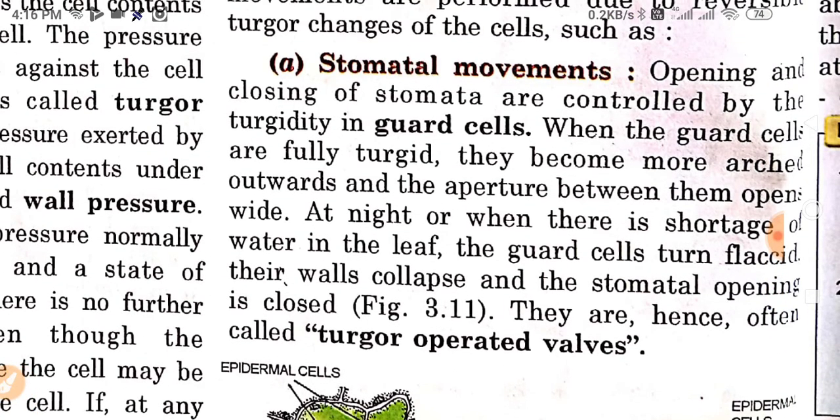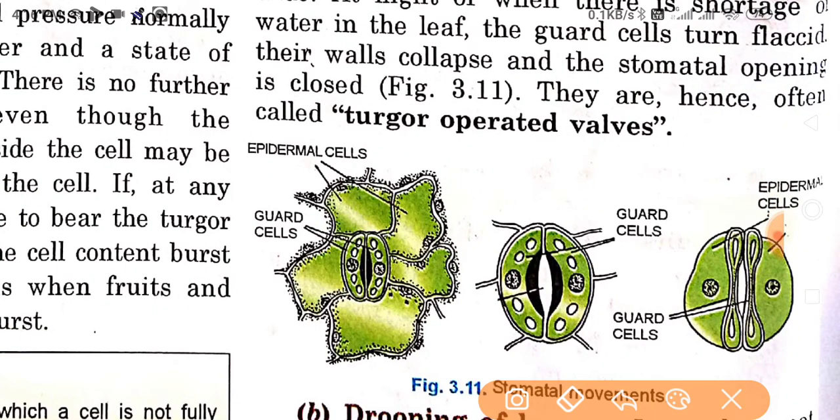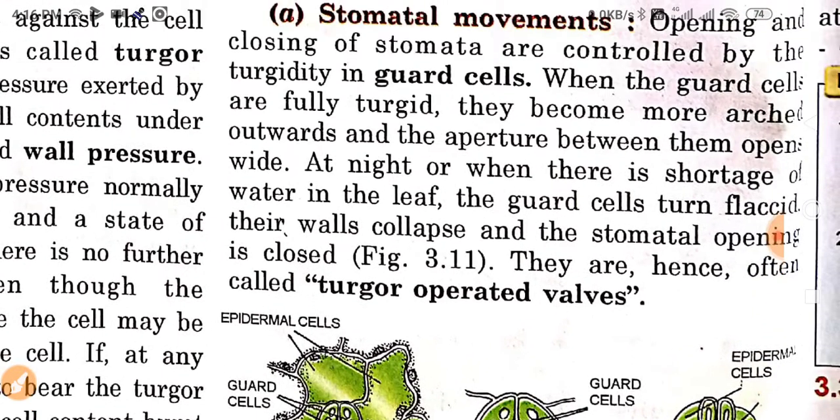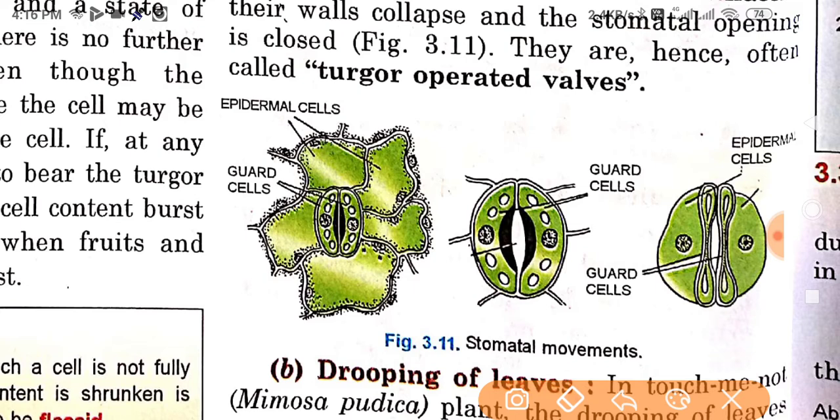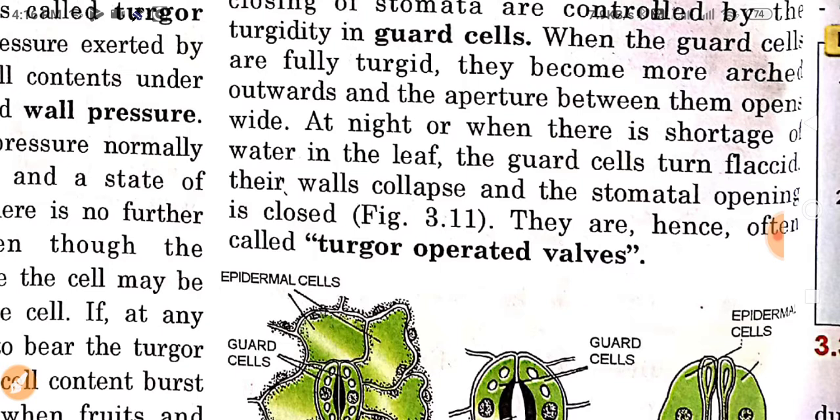When the guard cells are fully turgid, they become more arched outward and the aperture between them opens wide. You can see that when they are fully turgid, they will be open, and a space occurs there. At night or when there is a shortage of water in the leaf, the guard cells turn flaccid. You can see flaccidity comes. They become flaccid when the shortage of water occurs.